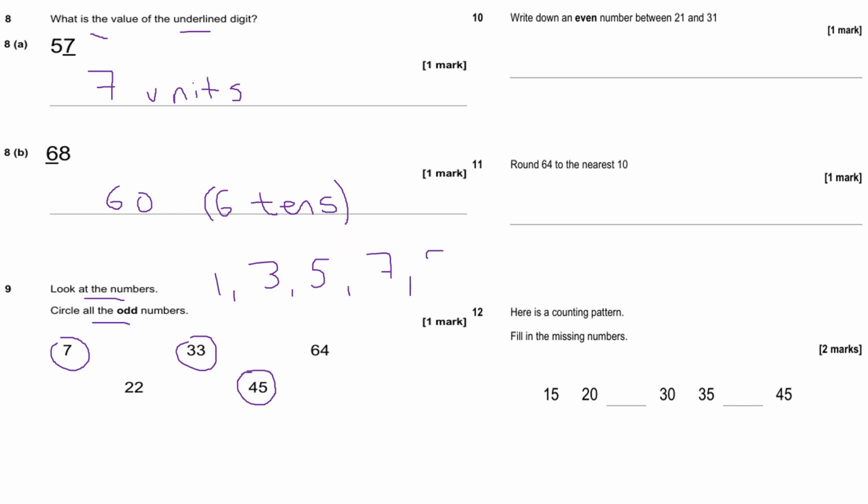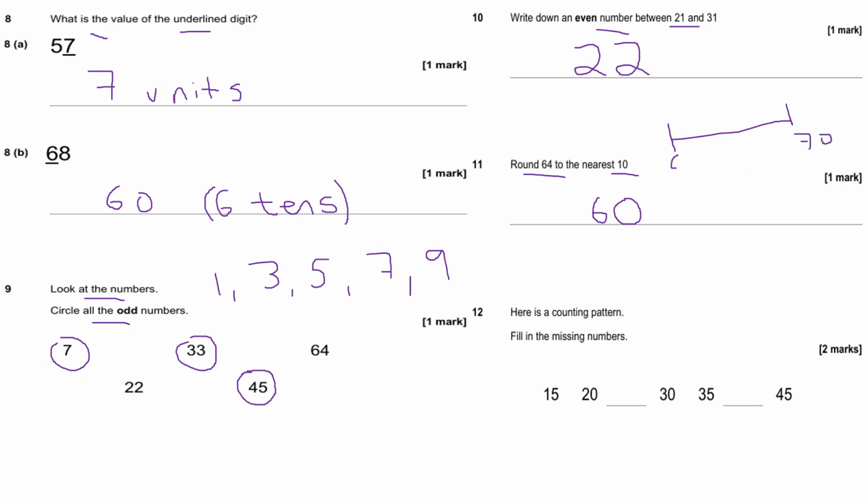Question number 10, guys. Write down an even number between 21 and 31. I'm going to go for just 22, but you can, of course, pick 24, 26, 28, or 30. Any one of those numbers would suffice. Question 11, round 64 to the nearest 10. That will go down to 60 because 64 is closer to 60 than it is to 70. Think of it on a number line. You got 70 here.